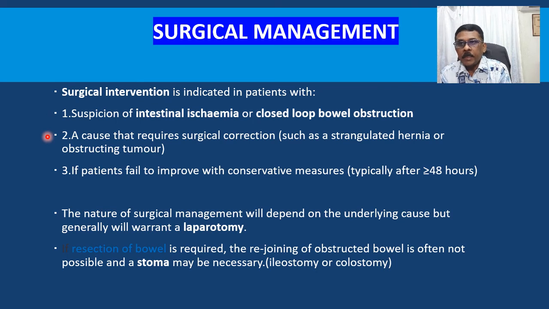Secondly, the indication is a cause that requires correction. For example, there's an obvious cause such as a strangulated inguinal hernia or strangulated incisional hernia. So in these patients, you have to go in for surgery. Or if there's a tumor you suspect, you have to go for surgery.